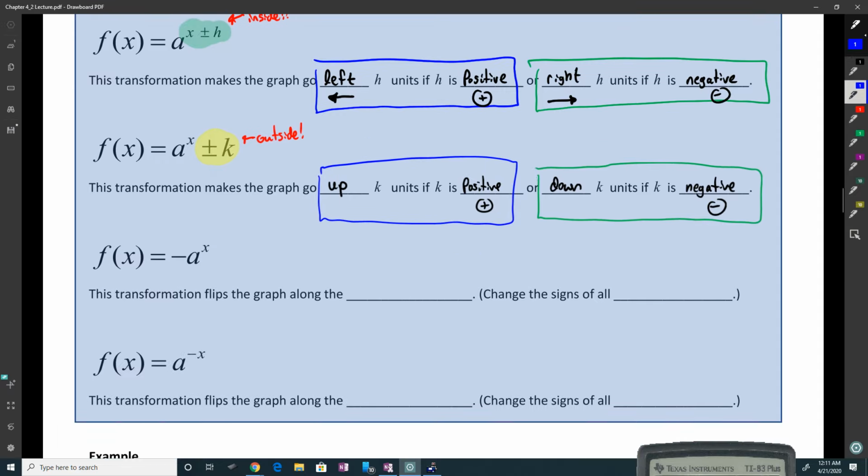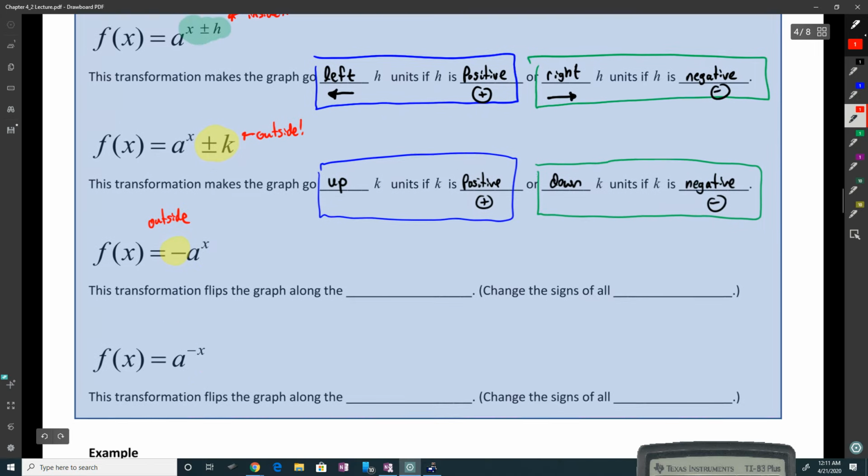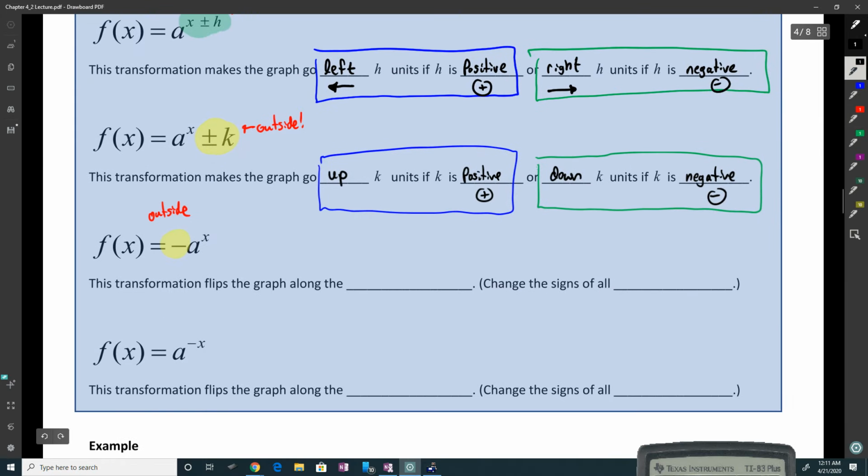Okay, now we have the negative sign. This is the flipping. This negative sign is on the outside. So it's going to affect the y values. This flips the graph along the... Now, you may say, but Gilbert, you said that outside stuff is y values, so why are you going to write the word x-axis here? Well, the reason is the x-axis is really y equals 0. That's why. There's the y. So if the negative's on the outside, it flips across the x-axis. Basically, it changes all the signs of all the y values.